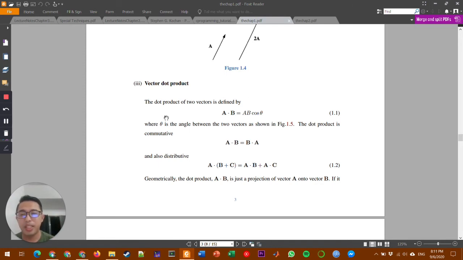So the vector dot product. The dot product of two vectors is defined by the equation given in equation 1.1. If you have vector A dotted with vector B, it is equivalent to the magnitude of A and the magnitude of B times cosine theta. Right? You probably already know this formula for the vector product.